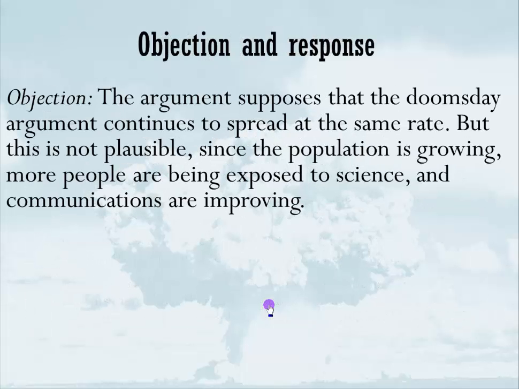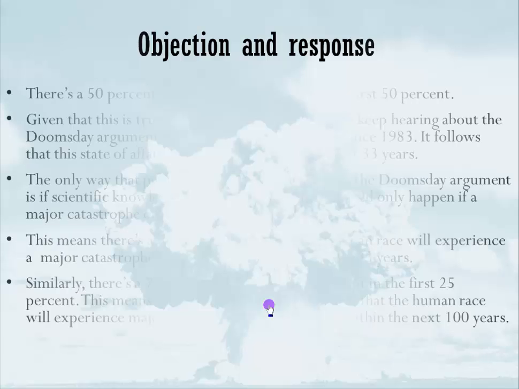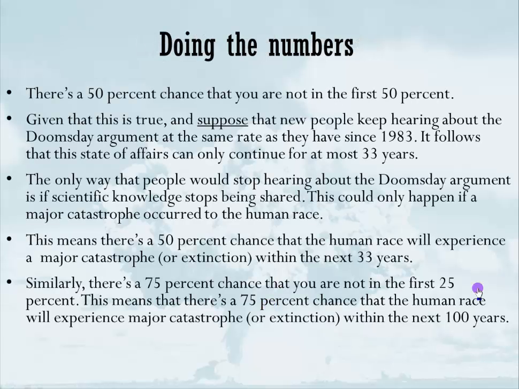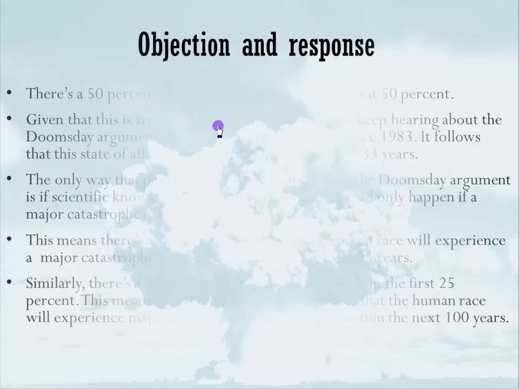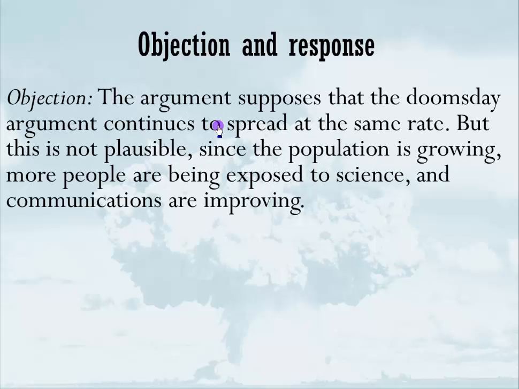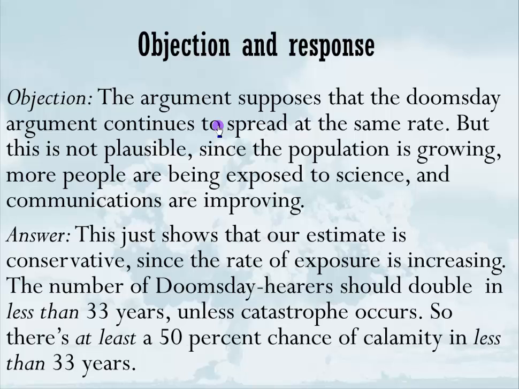Now, there's a possible objection. I did suppose that the Doomsday argument continues to spread at the same rate. That's what I said up here: suppose that new people keep hearing about the Doomsday argument at the same rate. Now, what's the basis of this supposition? Things change. The population is increasing. The rate of science is increasing. And communications are improving. Mass media are improving. So we would think that people would be exposed to the argument at a faster and faster rate. And in fact, that just shows that our estimate is conservative.